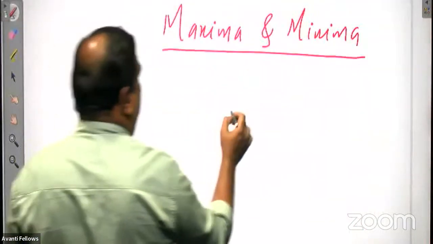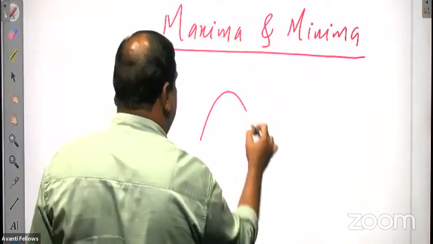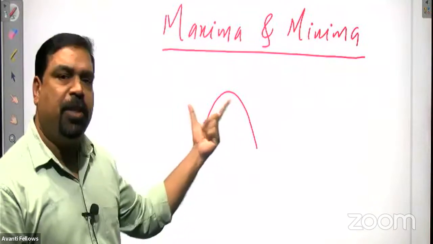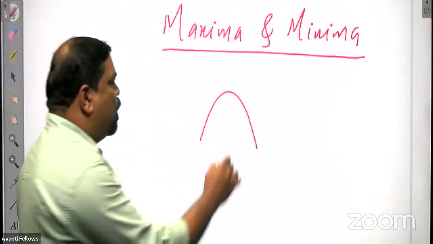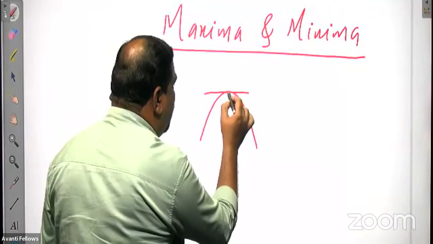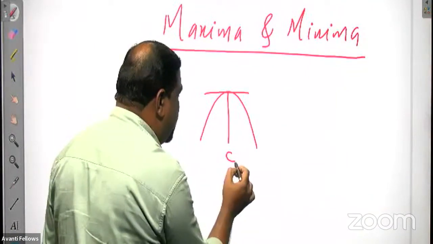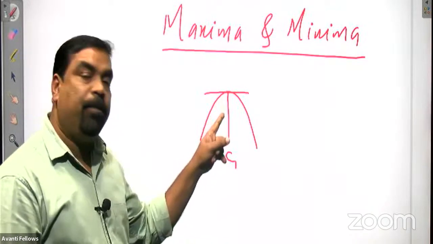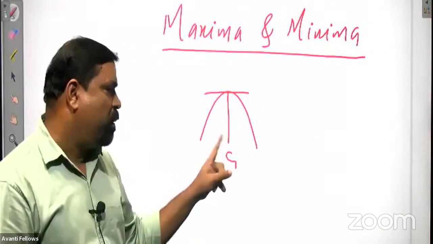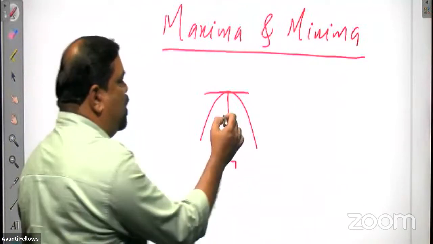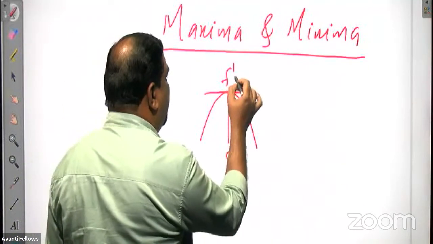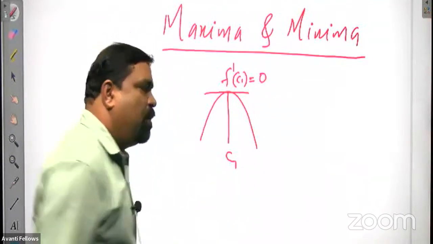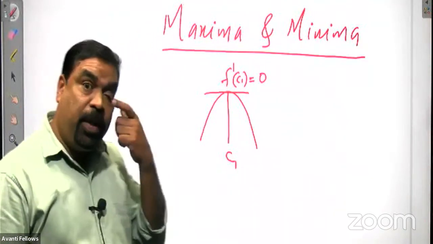So just remember, for local maximum, the graph may be in this nature, this shape of the graph. Suppose I take this point C1. C1 will be the point of local maximum. And at this point C1, definitely the derivative must be 0, if it is a differentiable function.